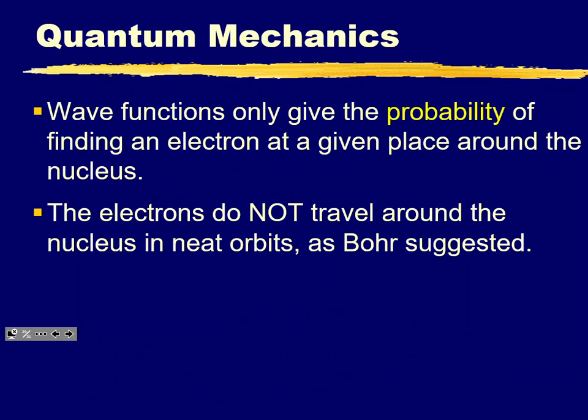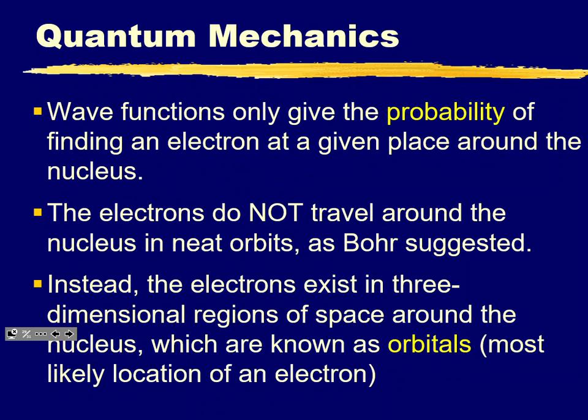The electrons do not travel around the nucleus in neat orbits as Bohr suggested. Instead, the electrons exist in the three-dimensional regions of space around the nucleus, which are known as orbitals. The most likely location of the electron is where we're going to be placing them when we do electron configurations and orbital diagrams. You're going to know what those are in another day or so.